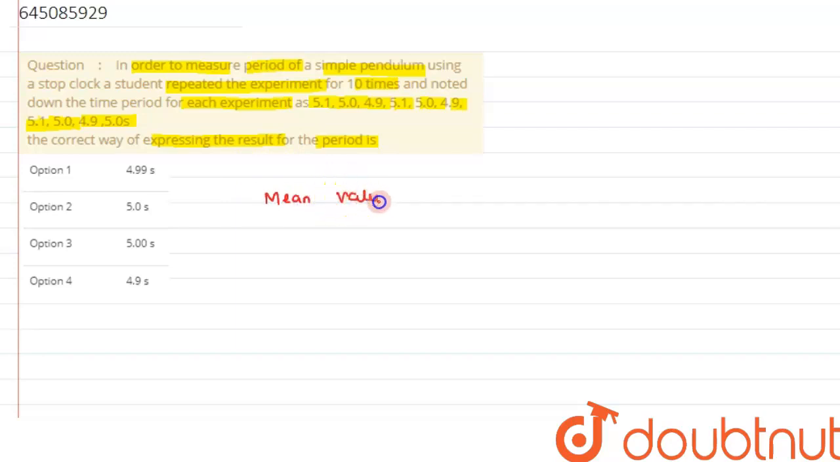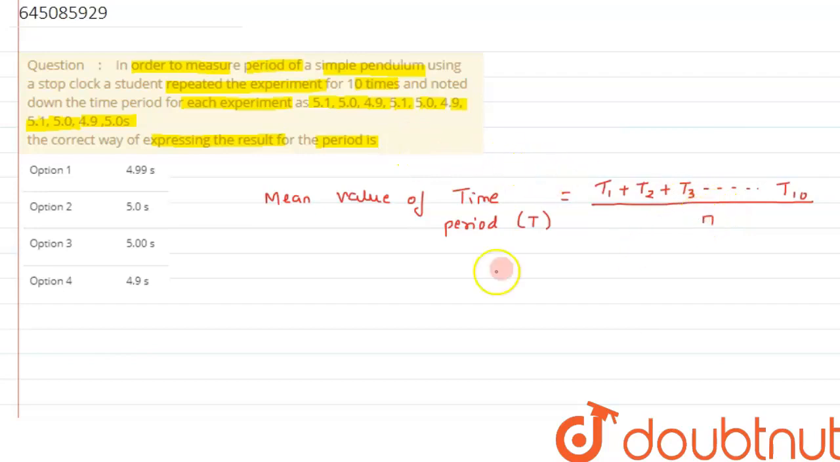So the mean value of time period t is equal to the sum of all the readings, that is t1 plus t2 plus t3 and up to t10. In our case it is t10, divided by the total number of readings, that is n, and the value of n is 10 over here.